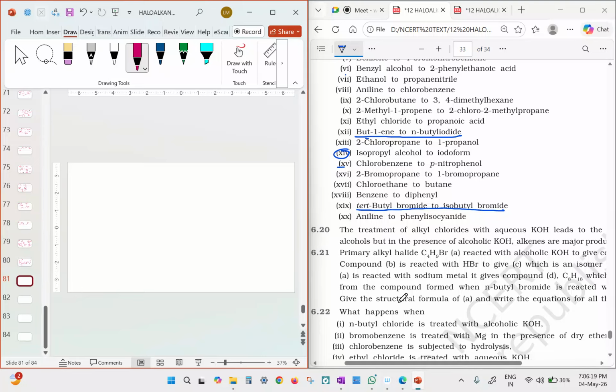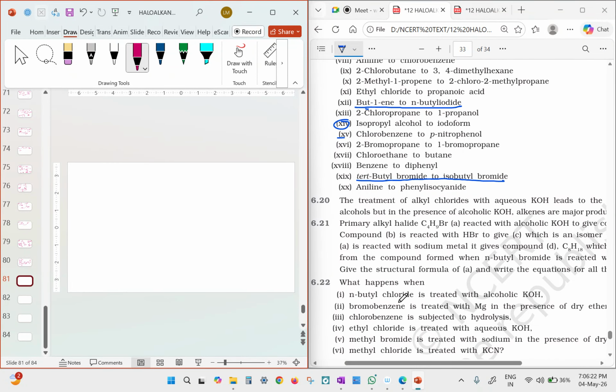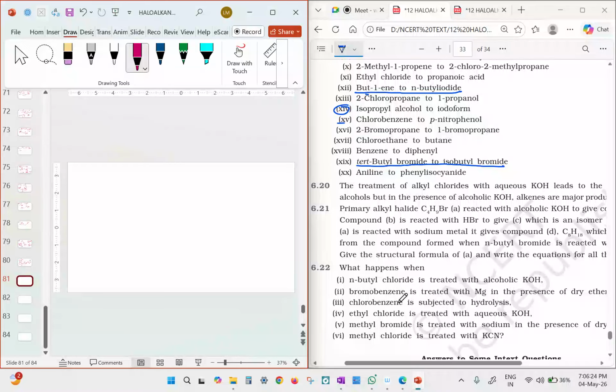Right. This aniline to phenyl isocyanide is also something that we will do in the 4th lesson. Okay. We'll do it in the 4th lesson. There is a special reaction for that.